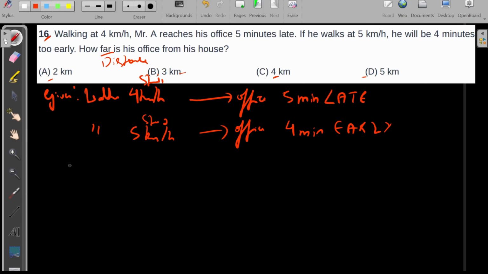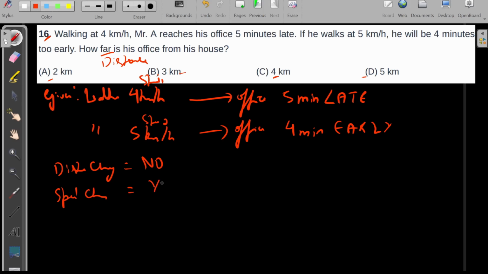Now, in order to solve this question, we need to identify the pattern. We need to ask ourselves these questions. Is the distance changing? In this case, no, because he's walking the same from his house to his office. So the distance is the same. What about his speed? Is the speed changing?